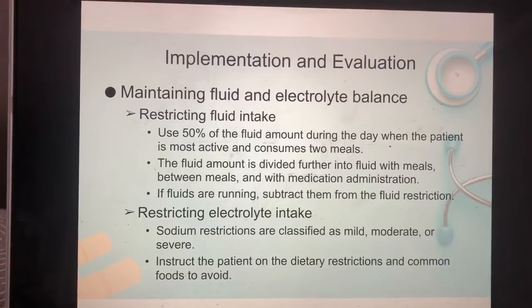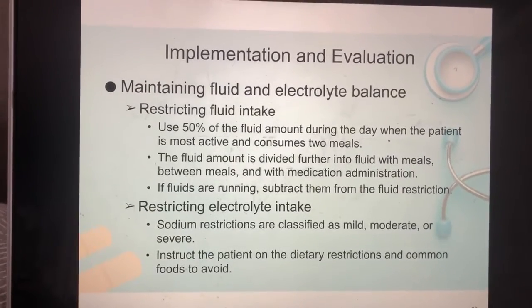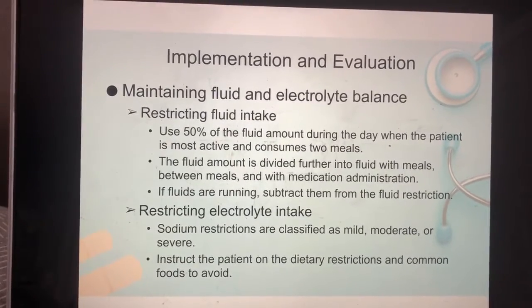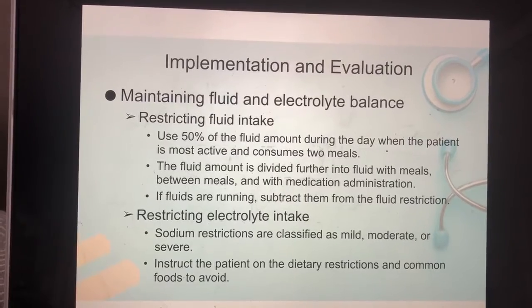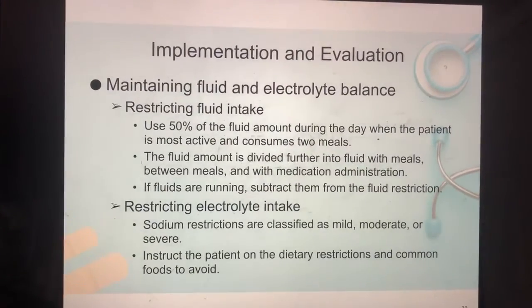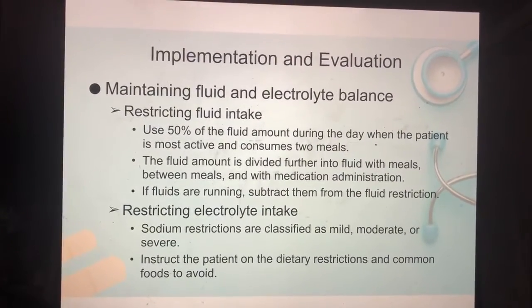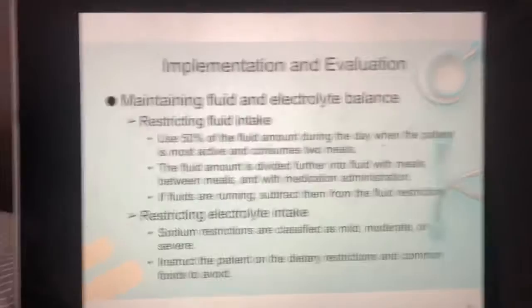We want to watch our sodium if they're on a sodium restriction, and then instruct the patient on the dietary restrictions and common foods to avoid. So if low sodium, of course, we want to avoid any processed foods, canned soup, stuff like that.